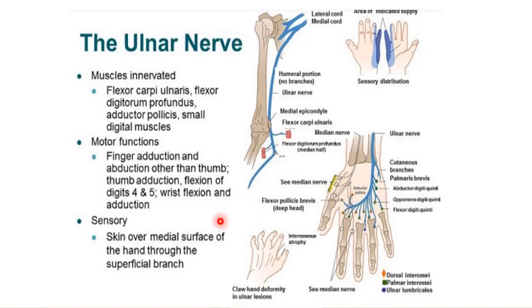And it has its sensory supply over the medial surface of the palm as well as the medial 1.5 fingers on the palmar aspect as well as on the dorsal aspect. Injury to the ulnar nerve will cause the claw hand deformity. So let us see in detail.